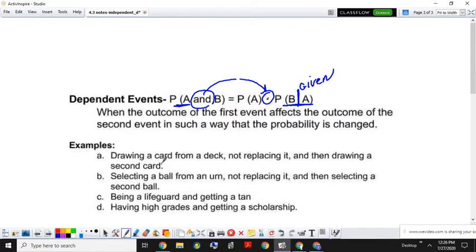Here's examples. If I draw a card from a deck, and now I'm not going to replace it, and then I draw a second card. The first card is independent. It's my first draw. If I don't replace it, it changes the probability of the second card, because when I first draw from the deck, there's 52 cards. If I don't replace it, now I have 51. So it changes this second probability. Selecting a ball from an urn, not replacing it, and then selecting a second ball. So anything where you're not replacing, what's happening is you're changing how many things are inside there, how many cards are in the deck. So it changes your denominator, at least your denominator.